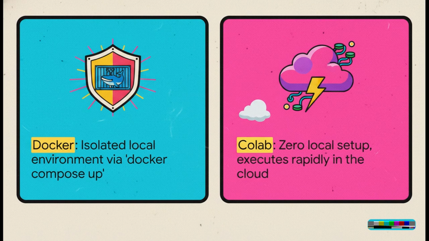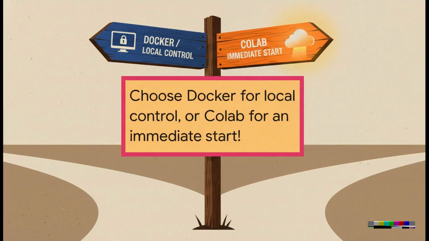On the other hand, we have Google Colab. This is definitely the path of least resistance. It requires zero local environment setup. You just click the link provided in their documentation and it executes rapidly right there in the cloud. So it boils down to this. Choose Docker for isolated local control if you really want to manage your own hardware and keep files securely on your desk. Or choose Google Colab for a frictionless, immediate start if you just want to test the waters without installing a single thing. For the rest of this explainer, we're going to focus on what you need to do if you decide to take control and run this locally.